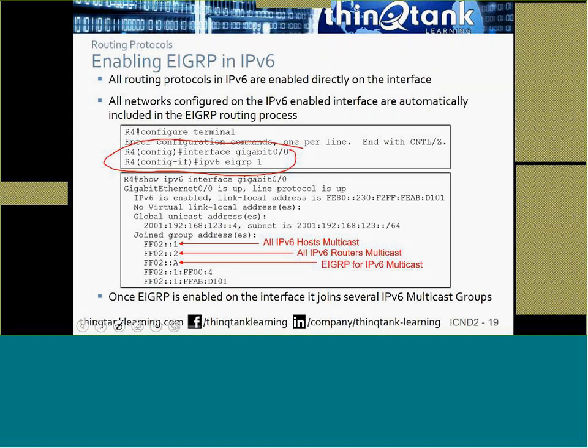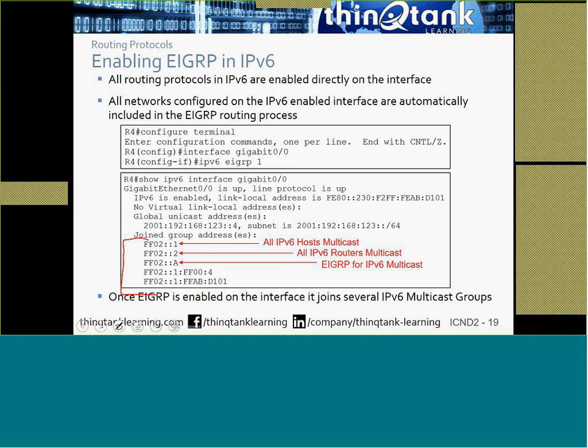And you can see from the output here, as soon as I do that, we already know what a link local address is. A link local address is the auto-generated address, the EUI-64 generated address, for all my link local communication. I've got a global unicast address on the interface, which I assign. Here's the network ID for the interface. And then all of a sudden you see that the router is participating in all these different multicast groups.